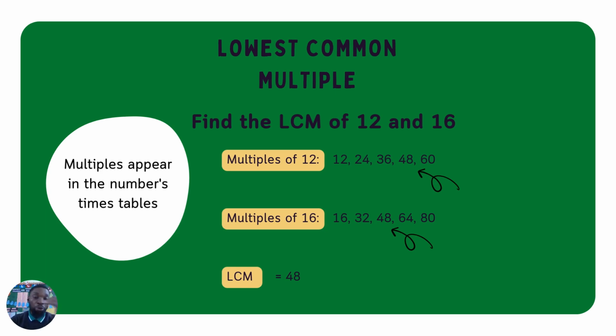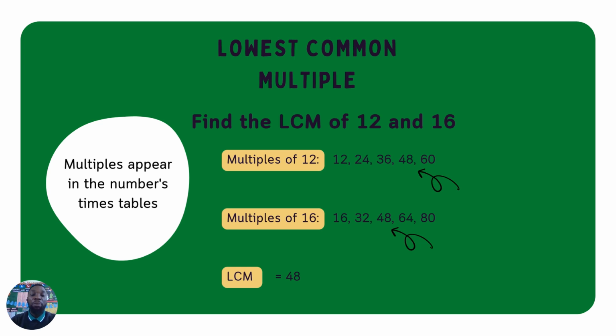So moving to our example, we have: find the lowest common multiple of 12 and 16. All you have to do first, don't forget, this method is called the multiple method, is to find the multiples of 12 and the multiples of 16. So the multiples of 12: we have 12, 24, 36, 48, 60. You can see 12 is increasing, just like you have it in your 16. So we have 16, 32, 48, 64, 80.